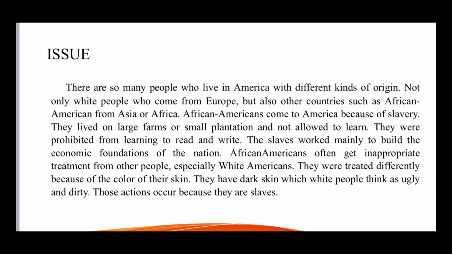African Americans often get unfair treatment from other people, especially white Americans. They were treated differently because of the color of their skin. They have dark skin, which people think of as ugly or dirty. Those actions occurred because they were slaves.